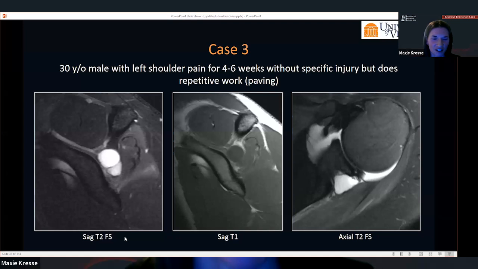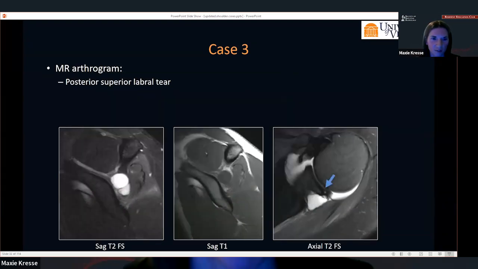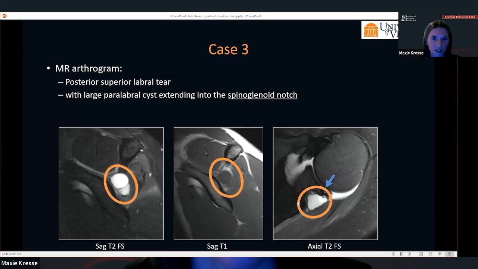I'm showing you here a sagittal T2 fat saturation image, sagittal T1, axial T2 fat saturation. There are a few findings on these images, so a lot of these answers are correct. First of all, we do have a posterior superior labral tear, which you can see by this blue arrow. This is an arthrogram, so the contrast is extending through the labrum. You can see it's connected to this paralabral cyst, which is in the spinoglenoid notch.